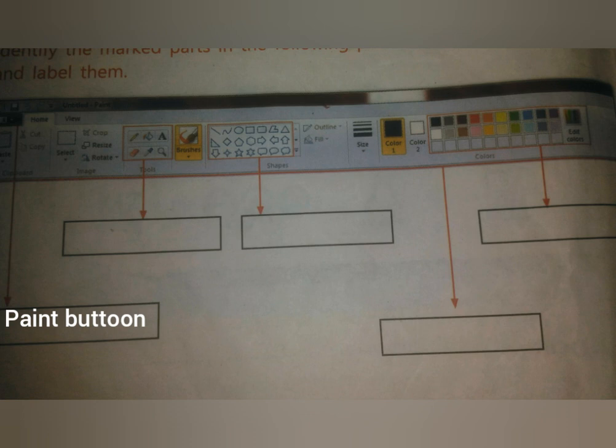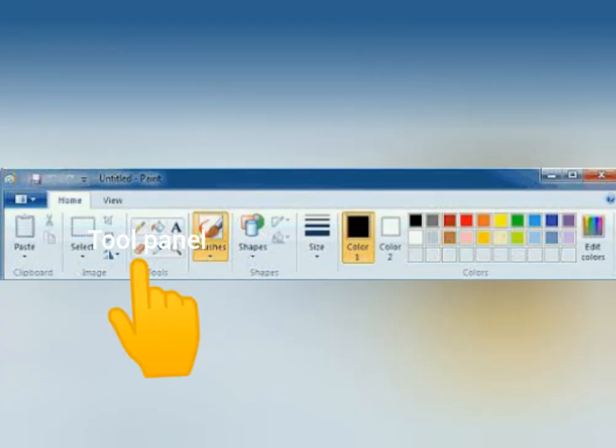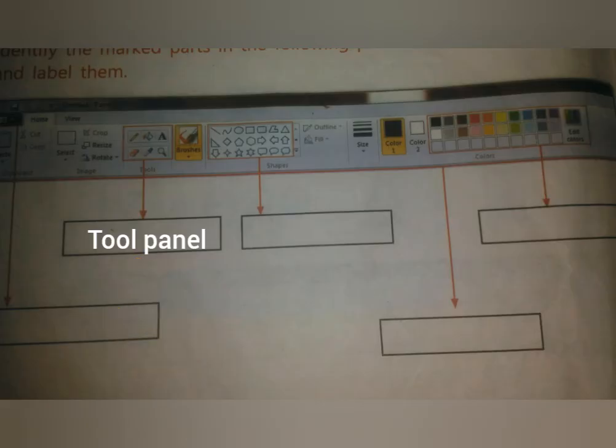The second arrow shows the tool panel. So in the second box you will write tool panel. The tool panel contains eraser, pick color, magnifier, pencil, etc. In the middle of the Paint window it shows the shapes. So you will write here shapes. It has 29 predefined shapes.